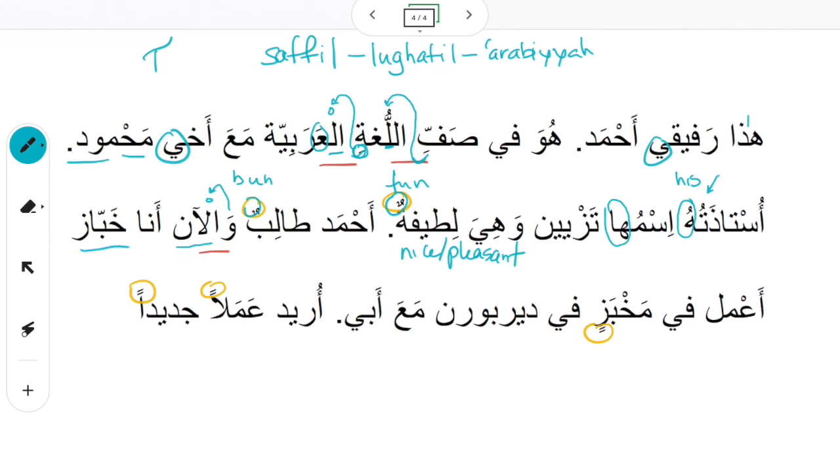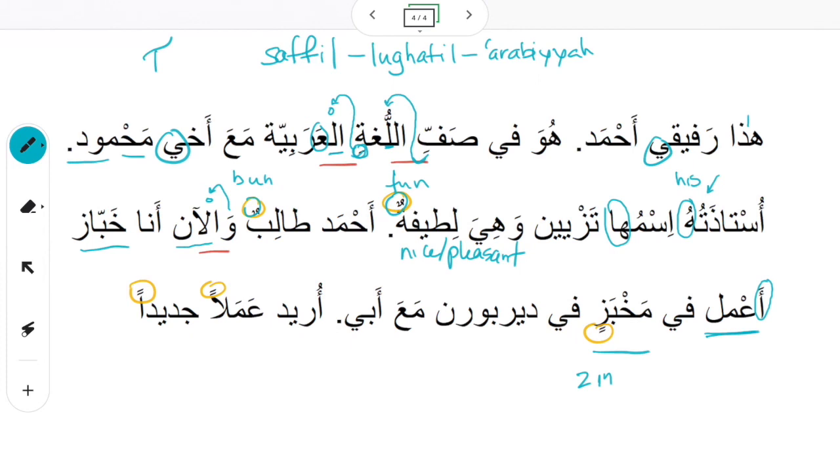أحمد طالب والآن أنا خباز. خباز. I'm a baker. أنا خباز. Here's a new word. You should have circled it. أعمل. أعمل. And we also have a new word right here. 2 new words in here. I'm a baker. أعمل في مخبز. مخبز. You have the in sound on the zay, so it's zin. مخبز في Dearborn مع أبي.